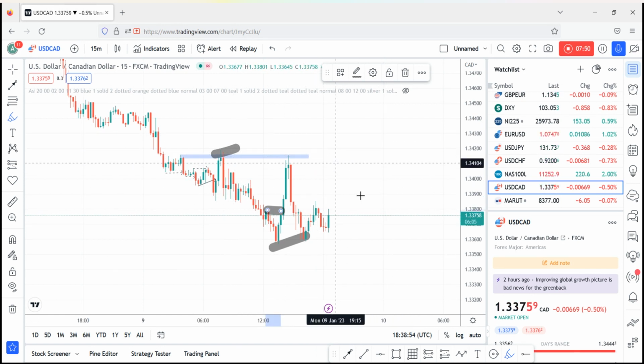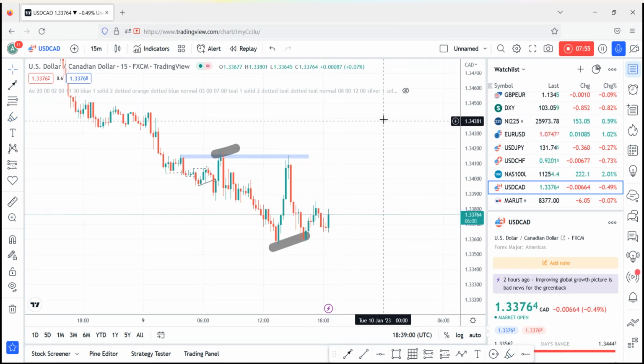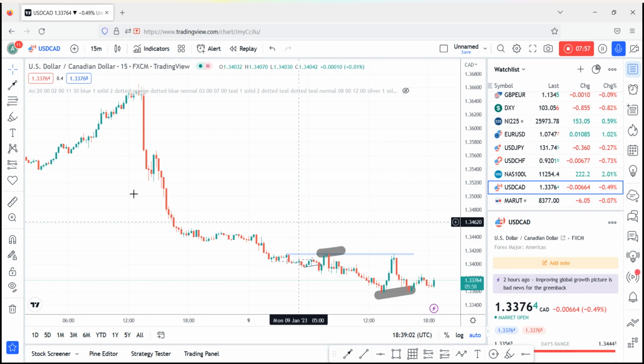So these are the three entries that I took today, and all entries went in profit.